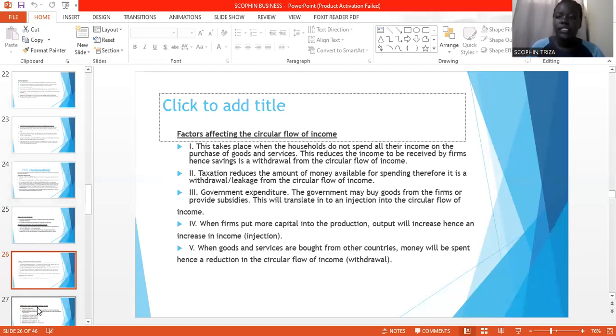Another one is the government expenditure. The government may buy goods from the farm or provide subsidies. This will relate to the injection into the circular flow of income. And then the fourth one is when farms put more capital into the production, output will increase, hence increase in the income. That is the injection. And then the last one is when goods and services are bought from other countries, money will be spent, hence reduction in the circular flow of income. Now, when this happens, it's called the withdrawal.